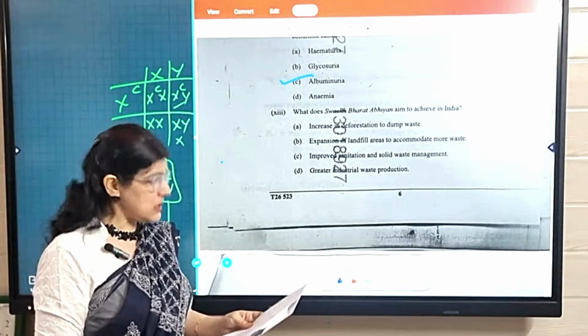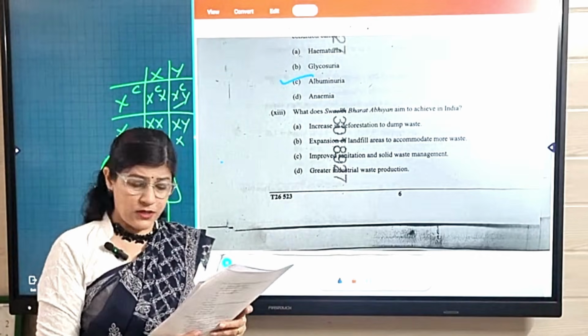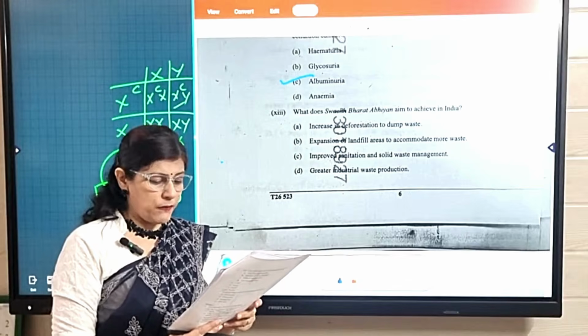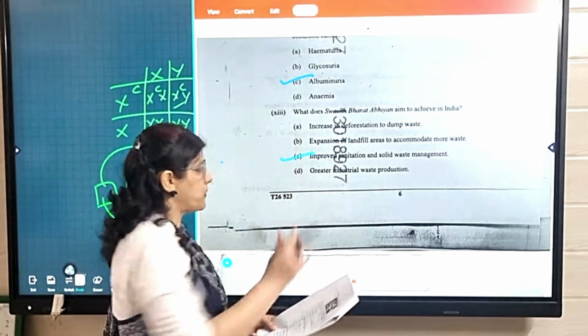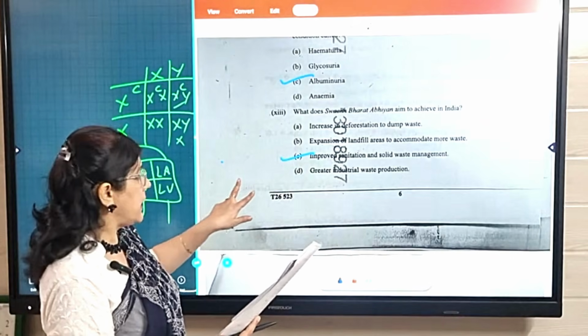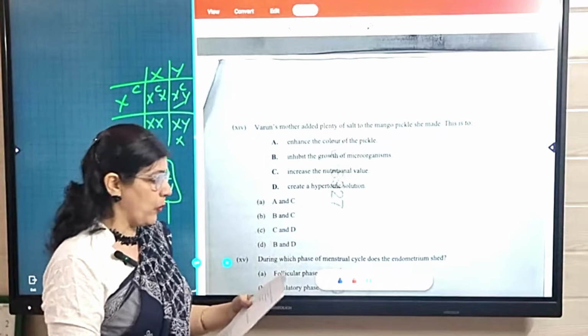In 13th, what does Swachh Bharat Abhiyan aim to achieve in India? Increase in deforestation, wrong. Expansion of landfill area, wrong. Improved sanitation and solid waste management, option number C, which is correct. Greater industrial waste production, हम क्यों चाहेंगे कि हमारे देश में waste production हो?